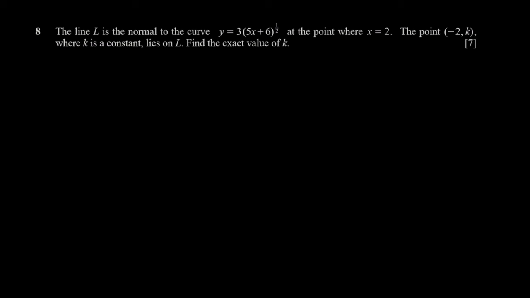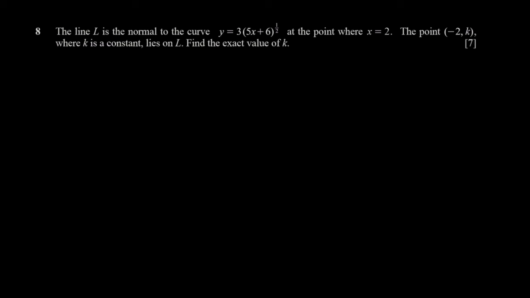All right, question 8. The line L is the normal to the curve y equals blah at the point where x is equal to 2. The point (-2k, ...), where k is a constant, lies on this line. Find the exact value of k. Okay, look, what do we need to do? We need to find the equation of the line L, and that line is the normal to the curve.